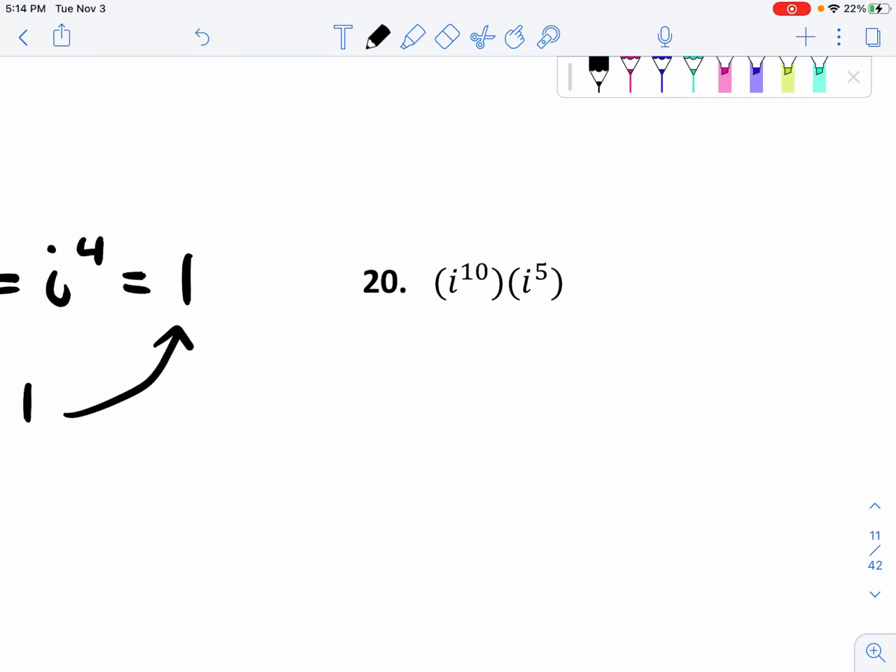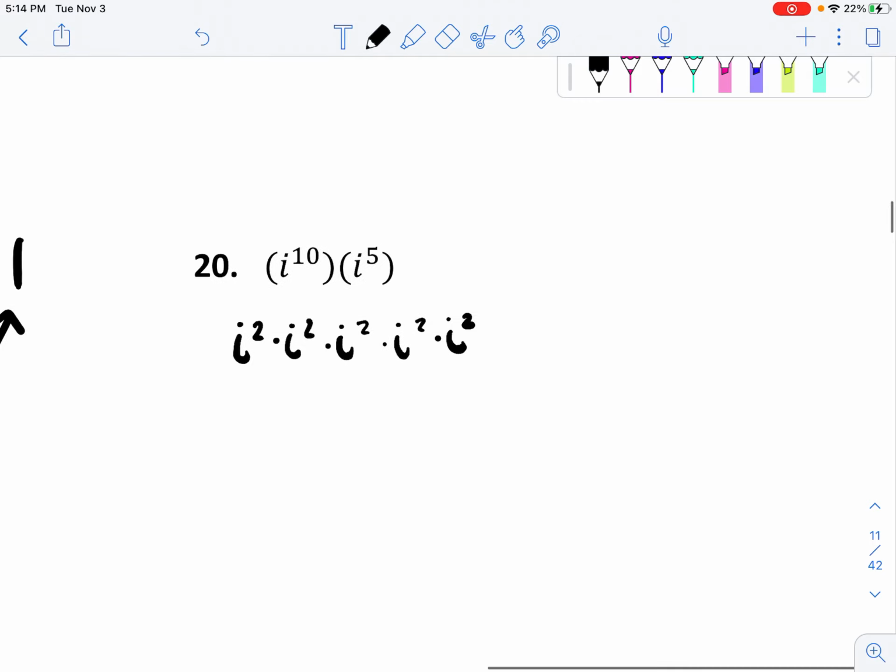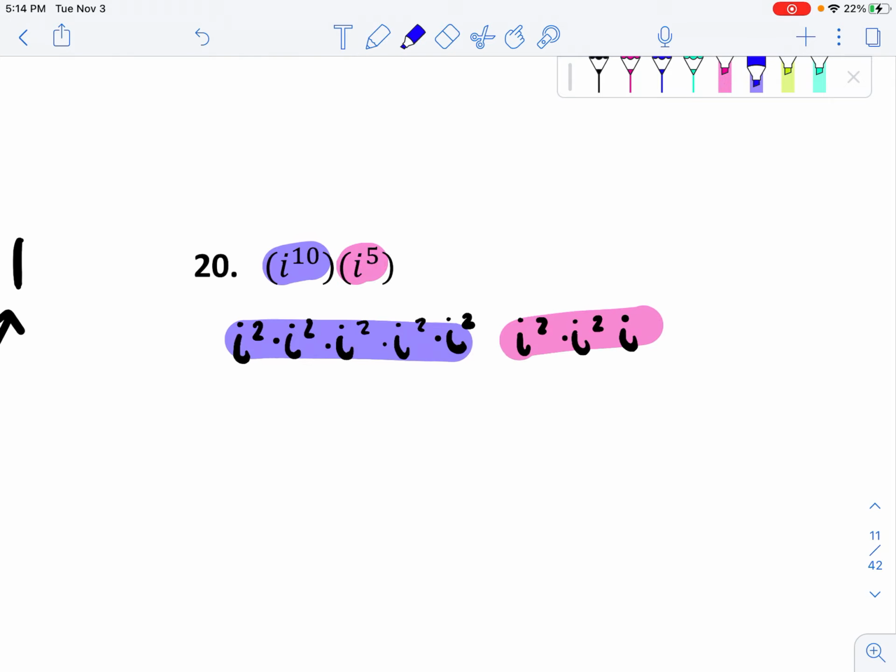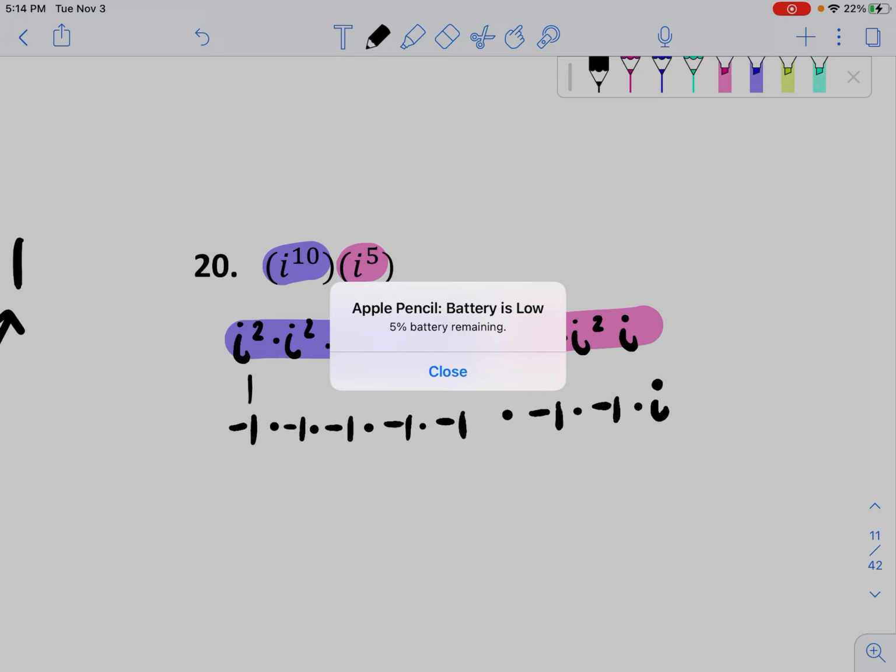I to the 10th times I to the 5th. Well, I to the 10th is really just I squared times I squared times I squared times I squared times I squared. And I to the 5th is I squared times I squared times I. So each I squared gives me a negative 1. So it's negative 1 times negative 1 times negative 1 times negative 1 times negative 1 times negative 1 times negative 1 times I.